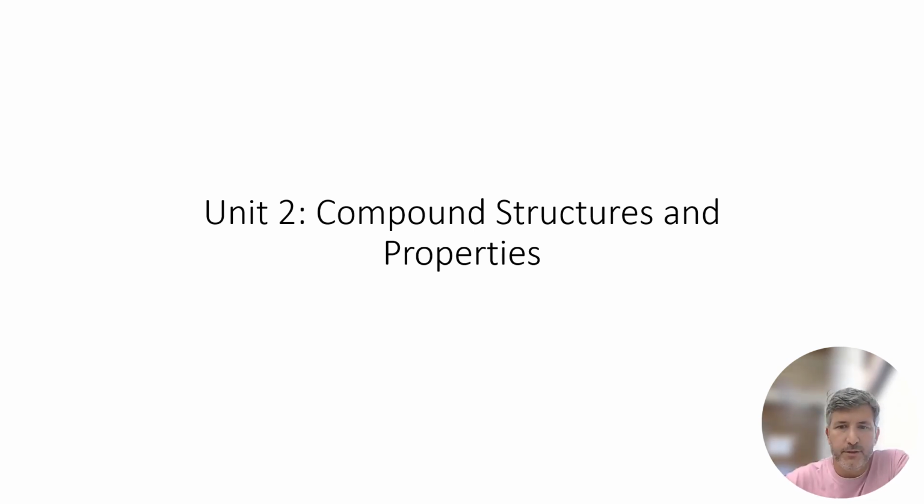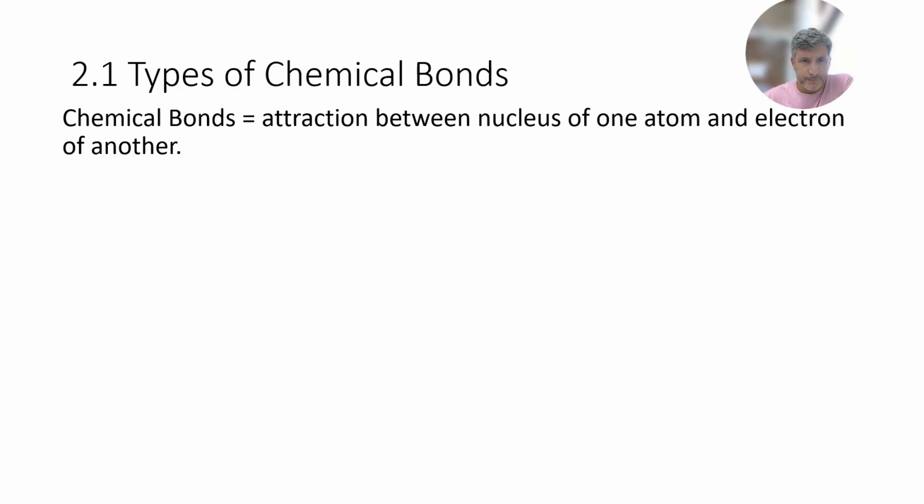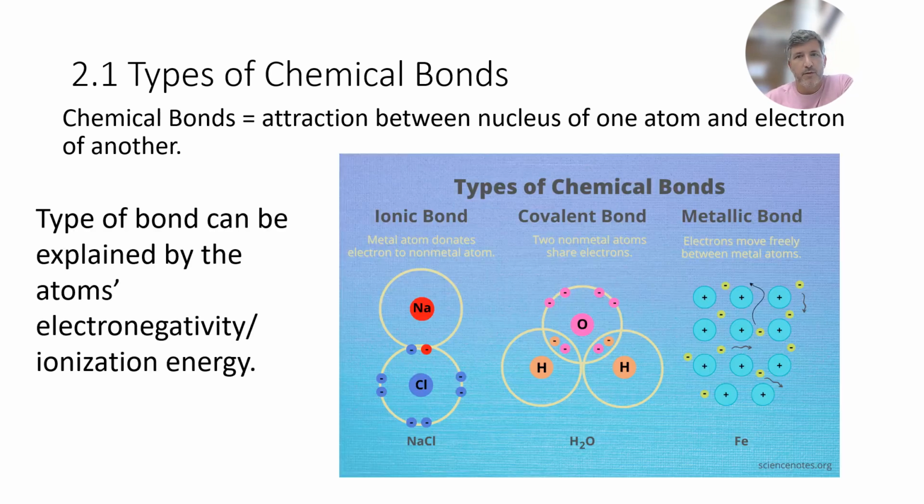Right, so we're getting into Unit 2, which we'll be discussing bonding and then what that has to do with structure of substances. So in terms of types of chemical bonds, first thing we have to understand is what a chemical bond is. It's just an attraction between the positive nucleus of one atom and an electron in the other atom. And so that's going to hold atoms together in a number of different ways, which depends on electronegativity or ionization energy, or at least can be explained by electronegativity or ionization energy.